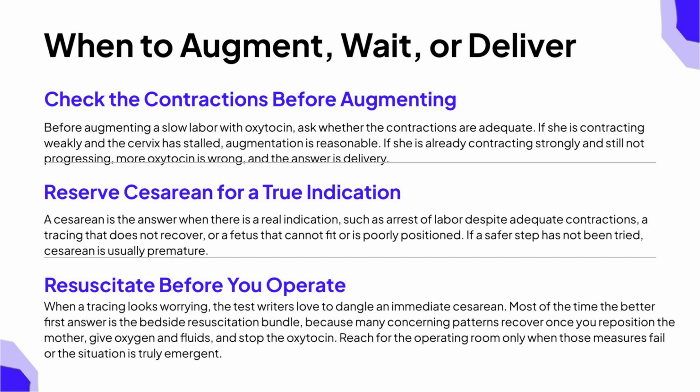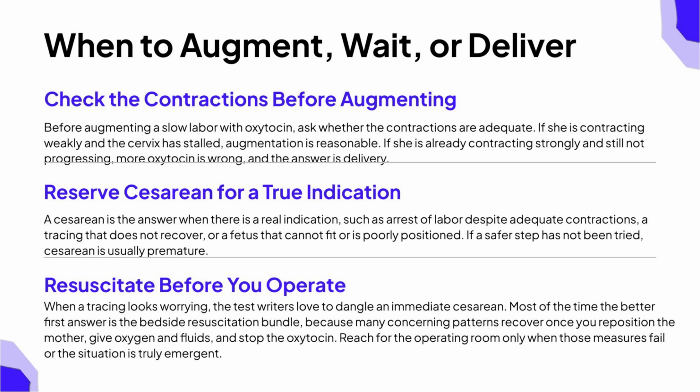Second, reserve caesarean delivery for a true indication. The classic ones are arrest of labour despite adequate contractions, a fetal heart tracing that does not recover even after you resuscitate, and a fetus that simply cannot fit or is in a position that prevents vaginal birth. Always match the surgery to a clear reason.